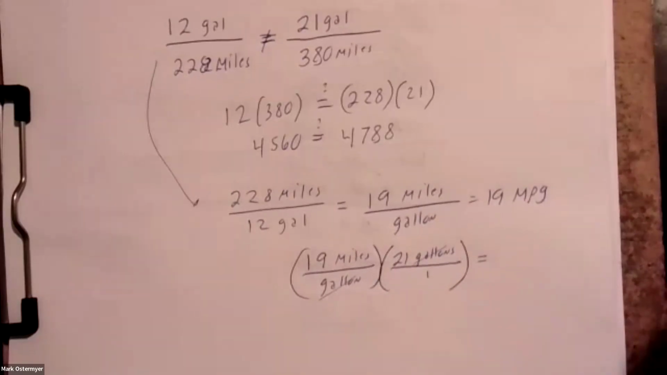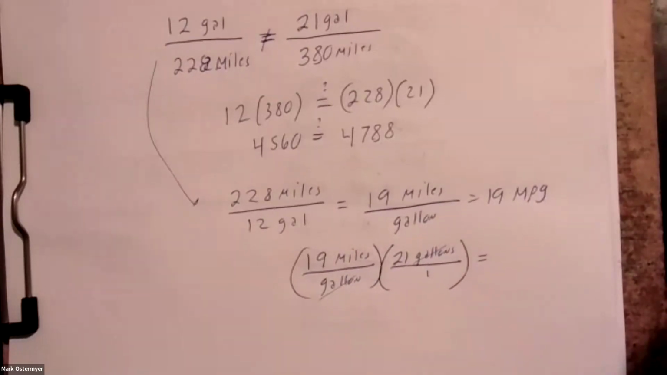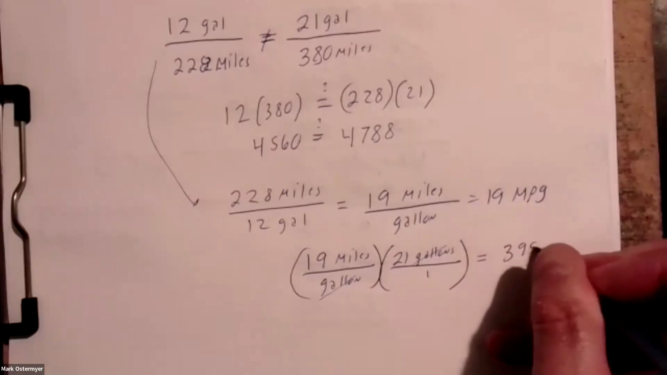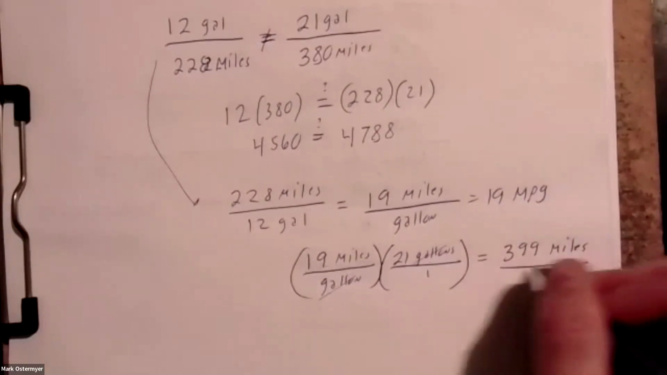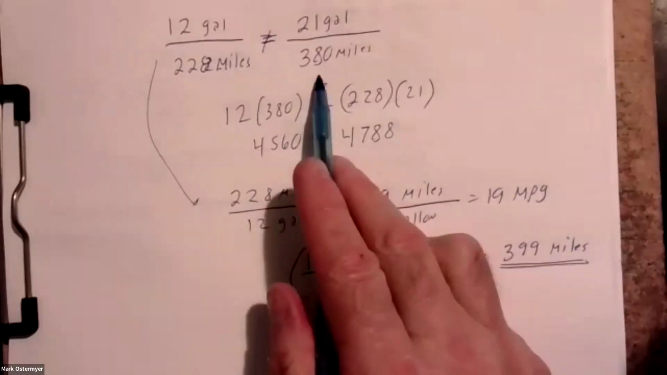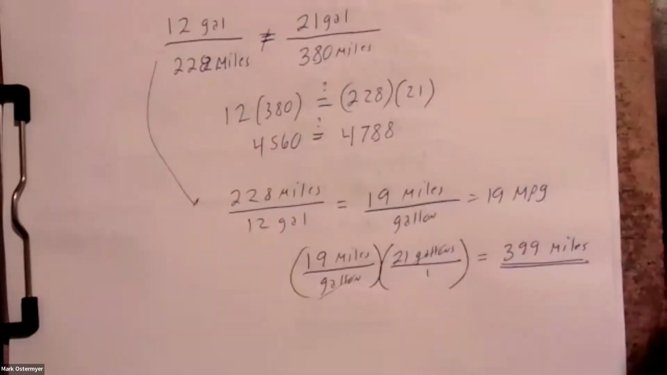So let's see how far we can go on a full tank of gas, a 21-gallon tank of gas here. So 19 miles per gallon times 21 gallons would afford us a distance of 399 miles. So it does look like we should have enough gas, correct, to go 380 miles. All right. So it looks like we're going to be able to do it.